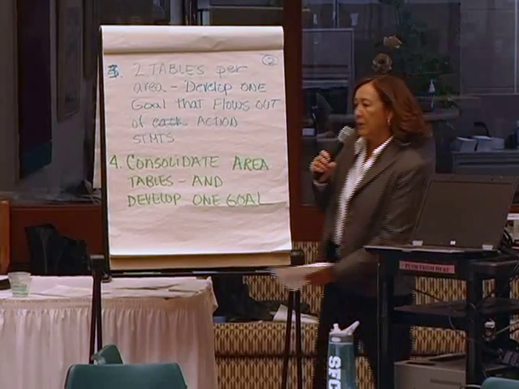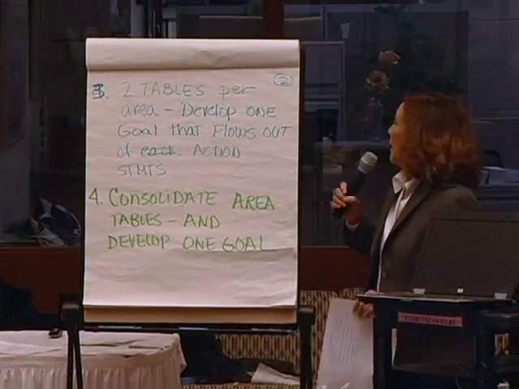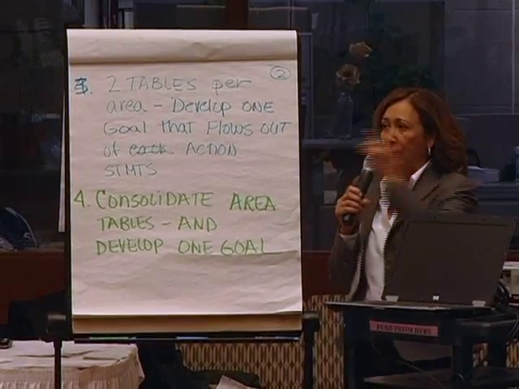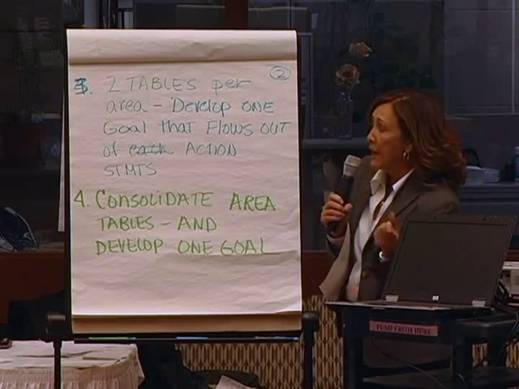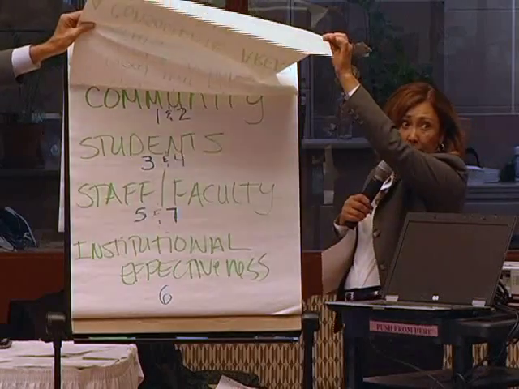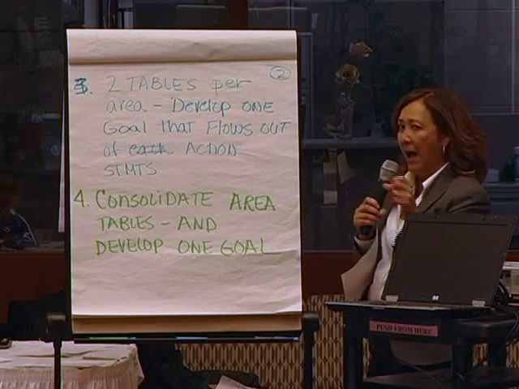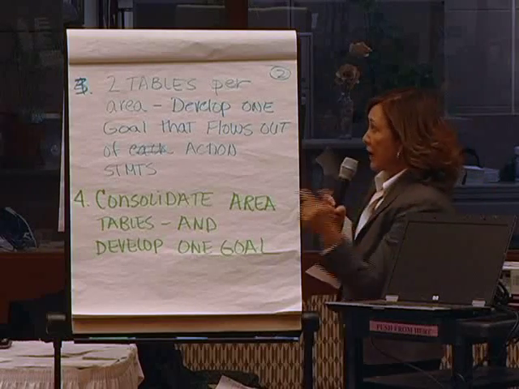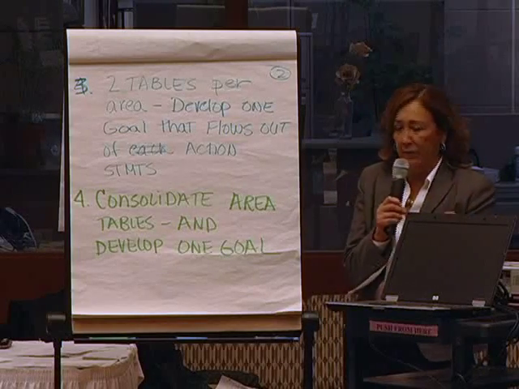I've written on the sheet, which you probably can't read very well, so let me read it to you, what you're doing next. We've got 2 tables per area, just as an example, except for institutional effectiveness, community. And we'll bring that sheet back out. Remember, each table is developing one goal that flows out of the action statements that you got from folks.